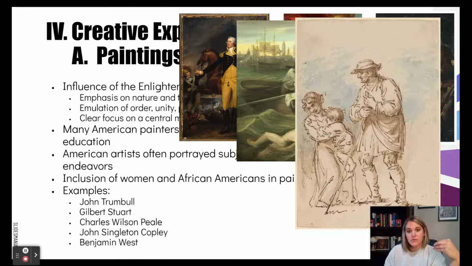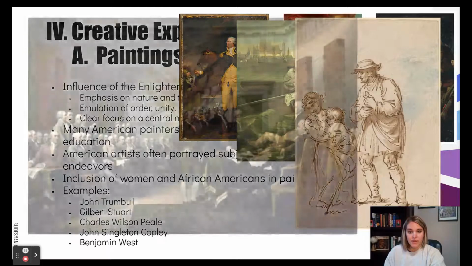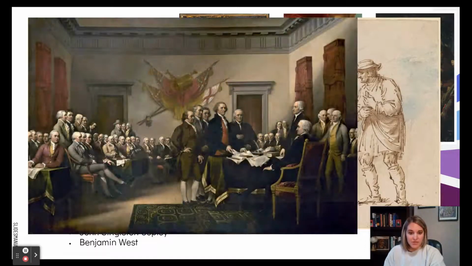But the person who is most known for paintings during this time is going to be John Trumbull. And this painting probably looks pretty familiar, showing a really classical depiction of the government workings at this time. It did not happen this way. It was much more contentious, less formal than this.